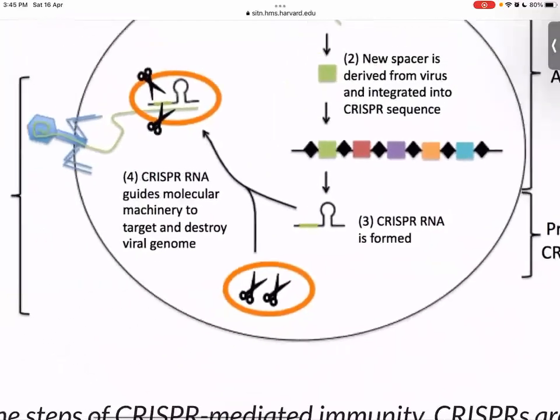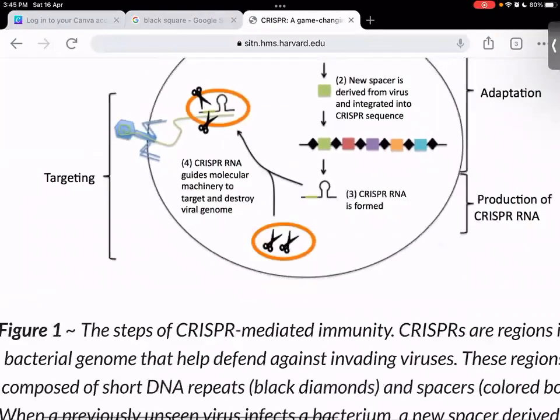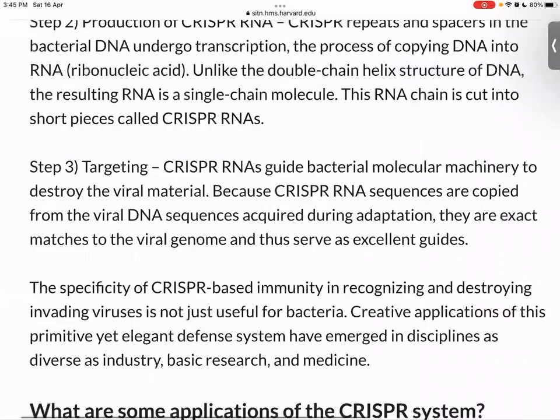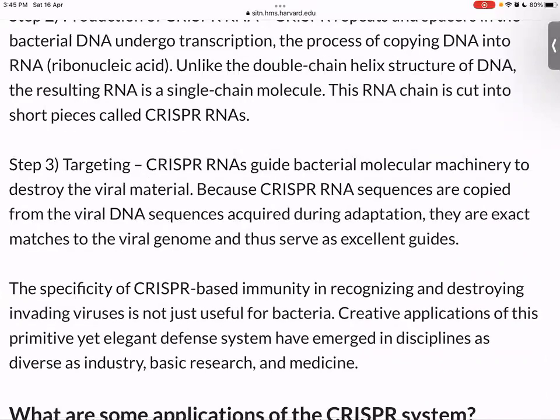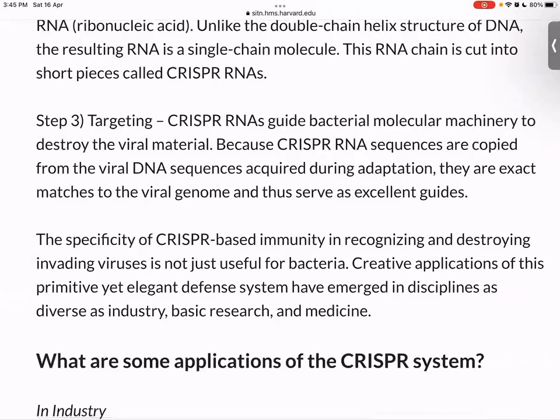So this CRISPR RNA is going to guide the molecular machinery of the bacterial cell to target and destroy the viral genome, which is mentioned in step number 3 over here: the CRISPR RNAs guide the bacterial molecular machinery to destroy the viral material. Because CRISPR RNA sequences are copied from the viral DNA sequences acquired during the adaptation phase, they are exact matches to the viral genome and they serve as excellent guides, right? So the beauty of the CRISPR technique is its high degree of specificity.